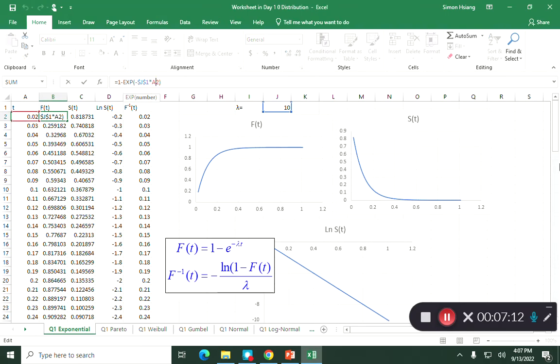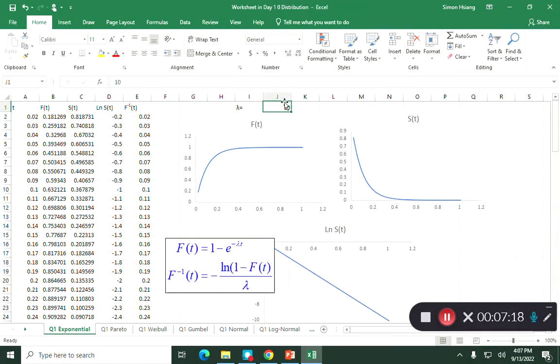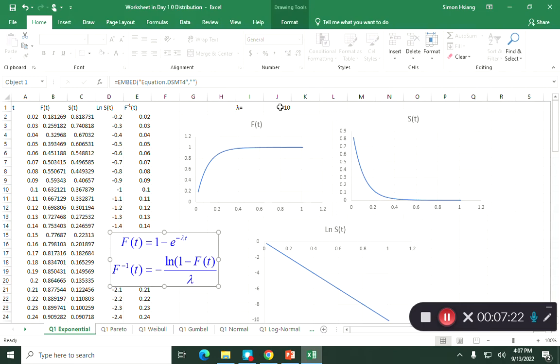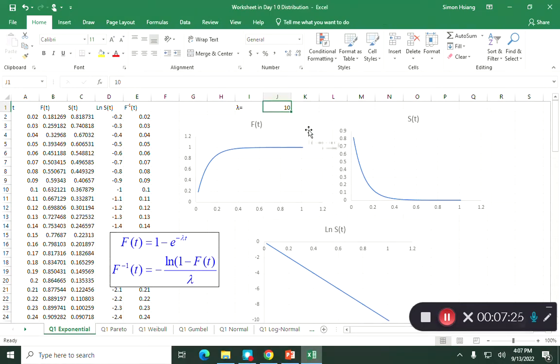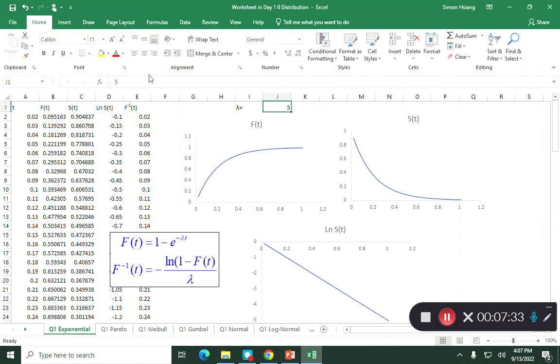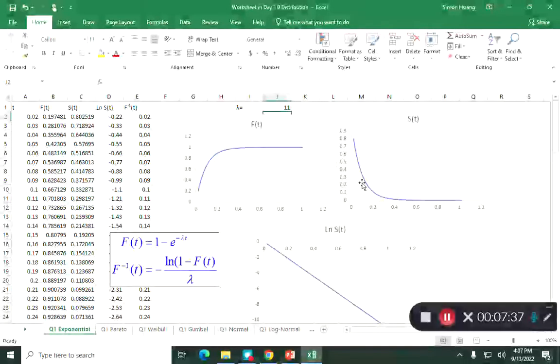Okay. And what do we use for lambda? Lambda I set at 10. And if you set lambda, for example, at 8, everything changes a bit. Change it to 5, change it to 11. So if you have a different arrival rate, your curve will change.